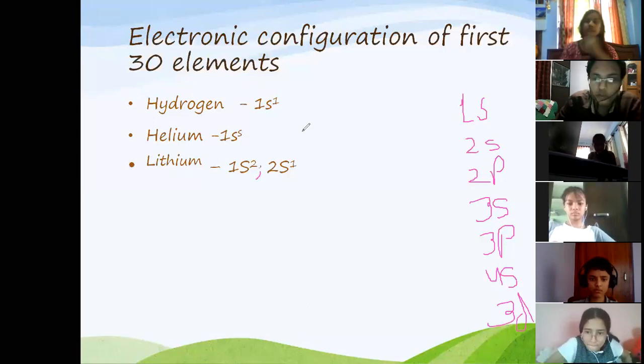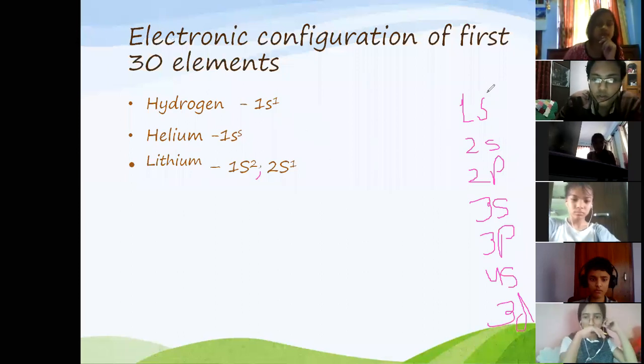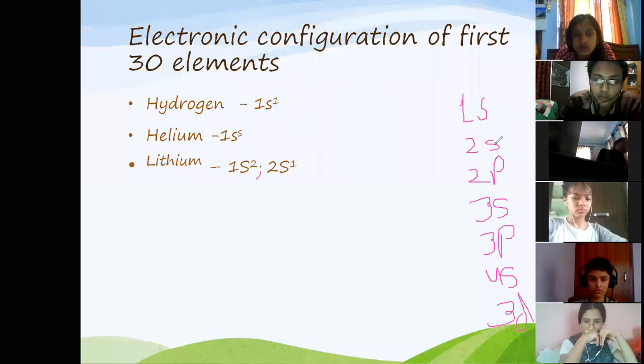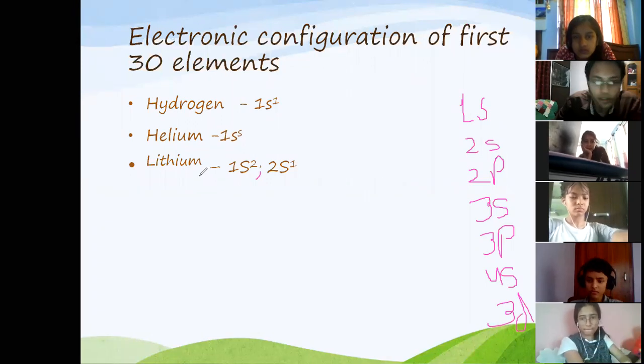Okay. So here in this case, 3 electrons are there. So 1s2, then 2s1. I hope you're understanding this, why 1 electron jumped to the next orbital. Okay. Now after lithium comes beryllium.